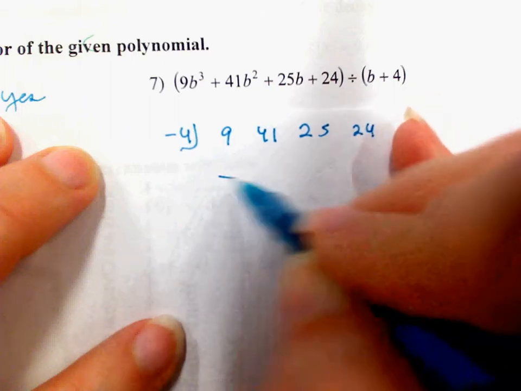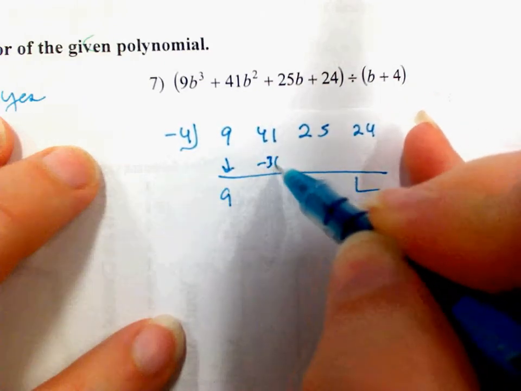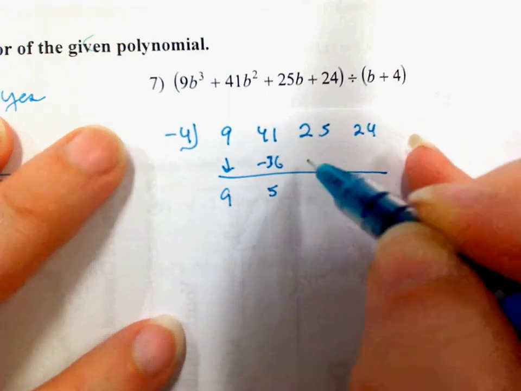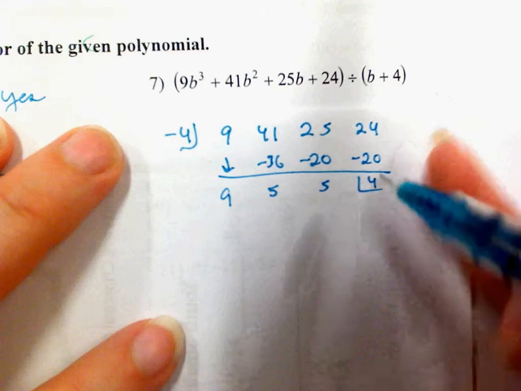Bring down the 9 and multiply. So negative 36, and I get 5, negative 20, and I get 4, so no.